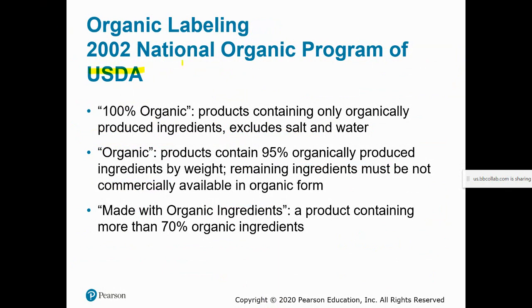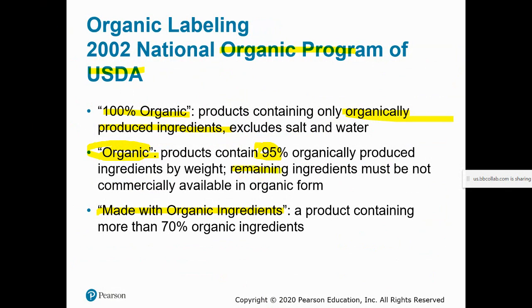So this is a little more about the USDA organic labeling program. Some of the words that you might see on a food package: 100% organic, organic, or made with organic ingredients. If it's 100% organic, then literally every ingredient has to be organically produced under the guidance and the regulation of these organic principles. If the food just says it's organic, it means that 95% of the ingredients were produced under organic methods.